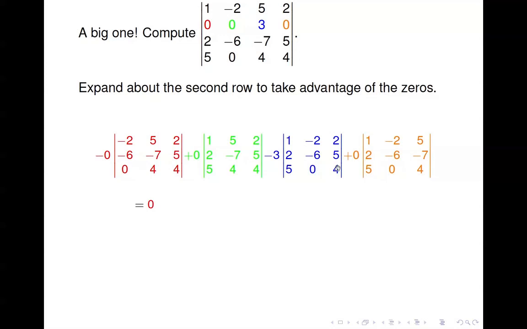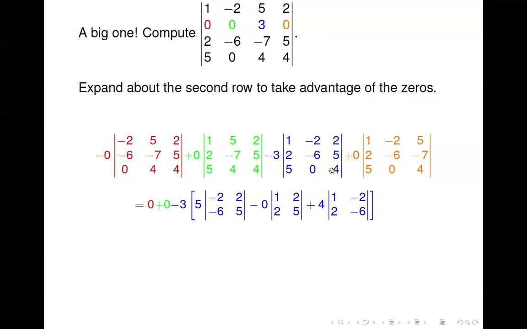And you can see the advantage of choosing a row with a bunch of zeros, because the red term, the green term, and the orange term all just disappear because they are all multiplied by 0. The blue one, though, we have to compute now a 3x3 determinant. So we have -3 times the determinant of this matrix. So we use the same method, choose a row or a column to expand about.